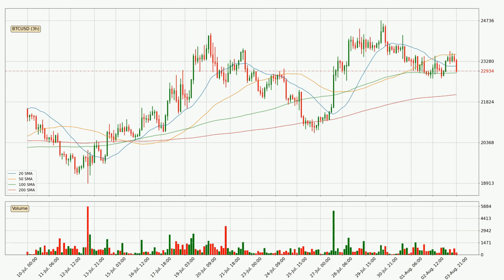Looking at the 3-hourly simple moving averages, the current price is between the 100 and the 20 SMA. If the price bounces off the 100 SMA, which is currently at 22,860, it could be seen as a support, and the 20 SMA that is at 23,108 could be seen as a resistance to the upside. Breaking either way signals a possible further move in the corresponding direction.